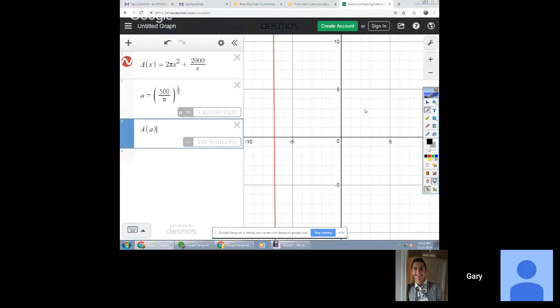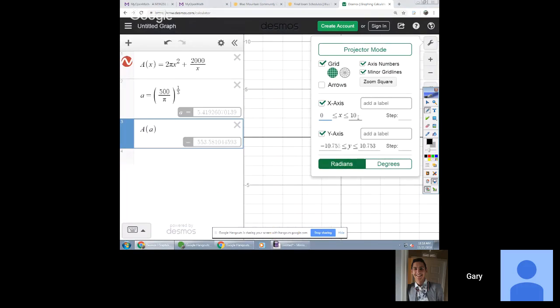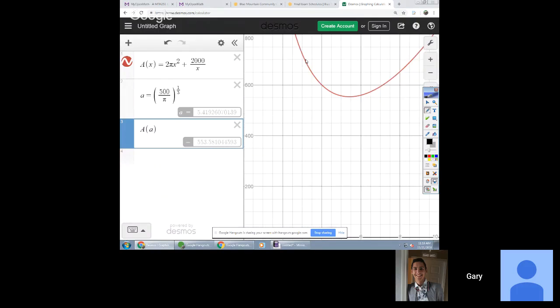Let's verify that this is a minimum. So I've got to adjust my viewing screen here. For X, I can let go from 0, let's go up to 10. That's fine. For Y, I need to go up past 500, so maybe I'll go up to like 800, give myself a little breathing room. Check it out. It's dropping down quite nicely there. And if I choose the curve, Desmos will try to approximate that minimum, 5.419, and then 553.581 square centimeters would be that minimum area.